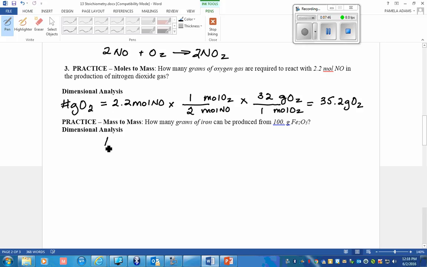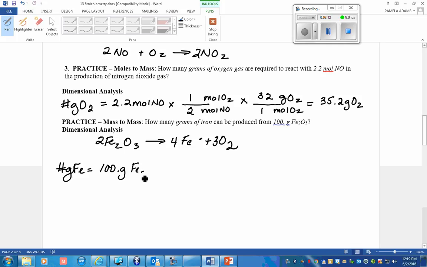The last problem: how many grams of iron can be produced from 100 grams of Fe2O3? This is a decomposition reaction where Fe2O3 decomposes into its elements. When this is balanced, it looks like this. So I want to know how many grams of iron can be produced from 100 grams of iron 3 oxide.